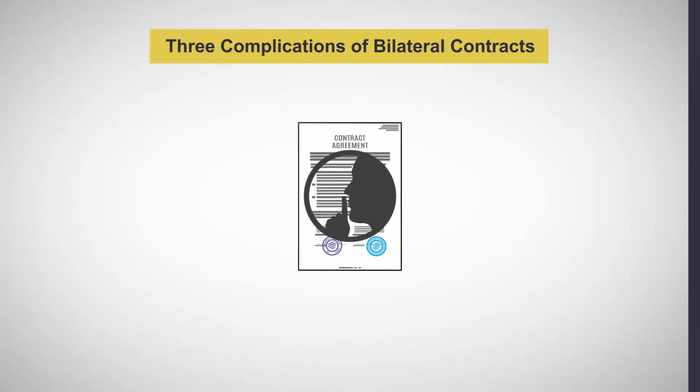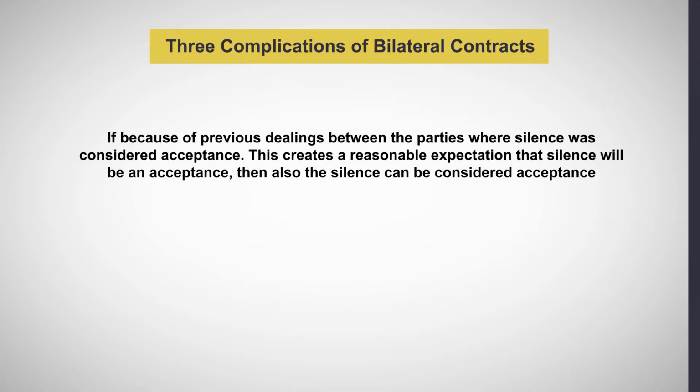Second, if the offer states that silence can be a form of acceptance, and it can be shown that the offeree intends to accept, then the offer can be silently accepted. Third, if because of previous dealings between the parties where silence was considered acceptance, this creates a reasonable expectation that silence will be an acceptance, then also the silence can be considered an acceptance.